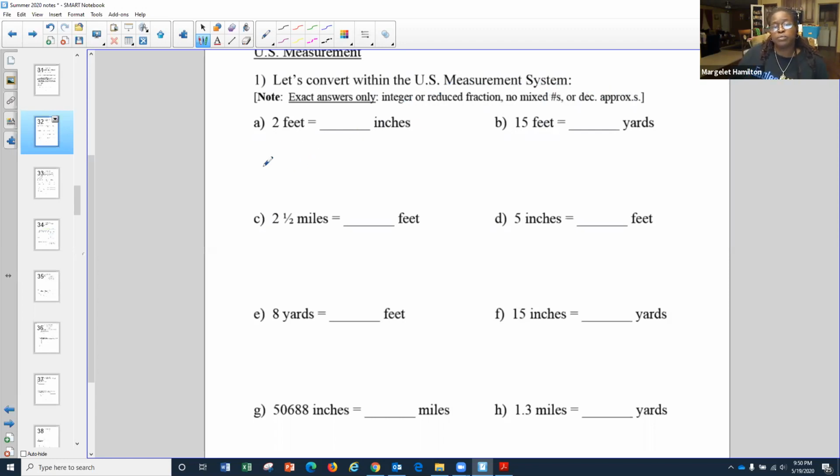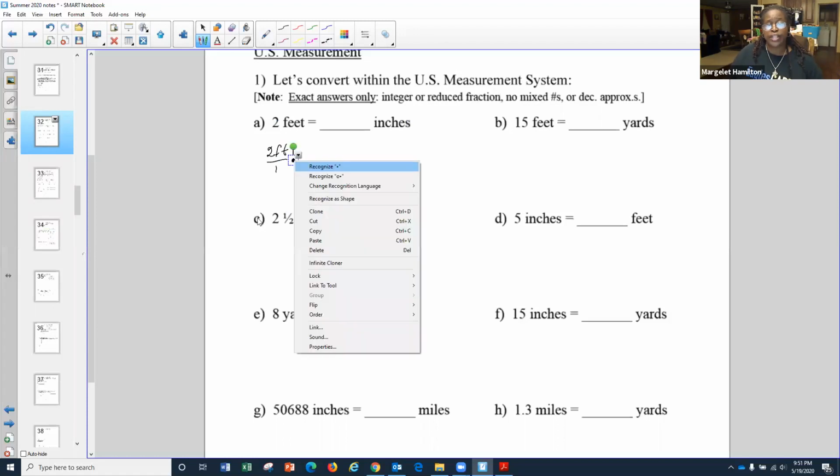Here we go. When we are moving from one dimension to another, always start with what they give you. So we have 2 feet, put it over 1. So we want to make it into a fraction, because then we're going to multiply it by our conversion fraction.